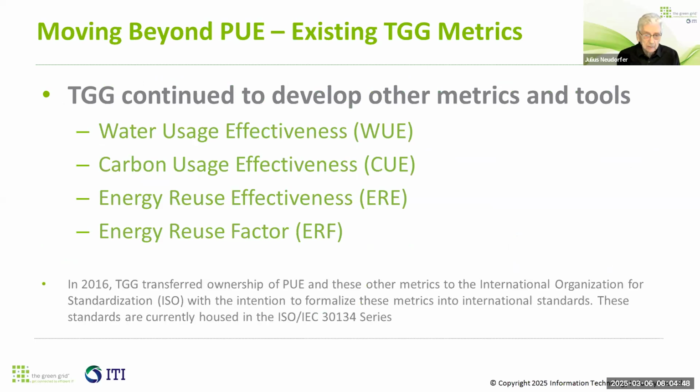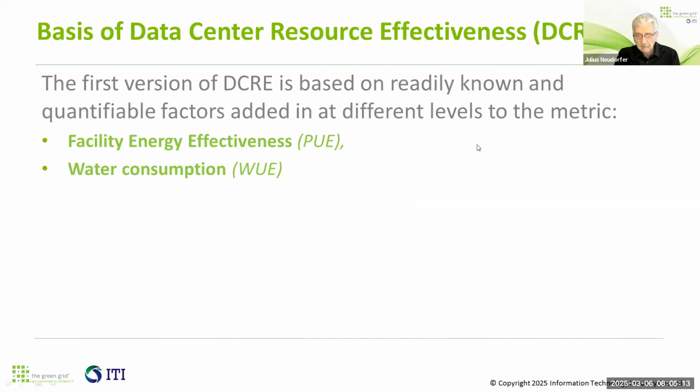A little bit of a factoid here. Although TGG put all these metrics together, in 2016 TGG transferred that ownership over to ISO, and it's now part of the ISO/IEC 30134 series. There's still continuing work between ISO and TGG, but just to be clear, ISO is right now taking care of these under the names PUE, WUE, etc. in that series. So going forward, we are using the name PUE as a reference, and water consumption with the acronym WUE as a reference to the history and also the ongoing.